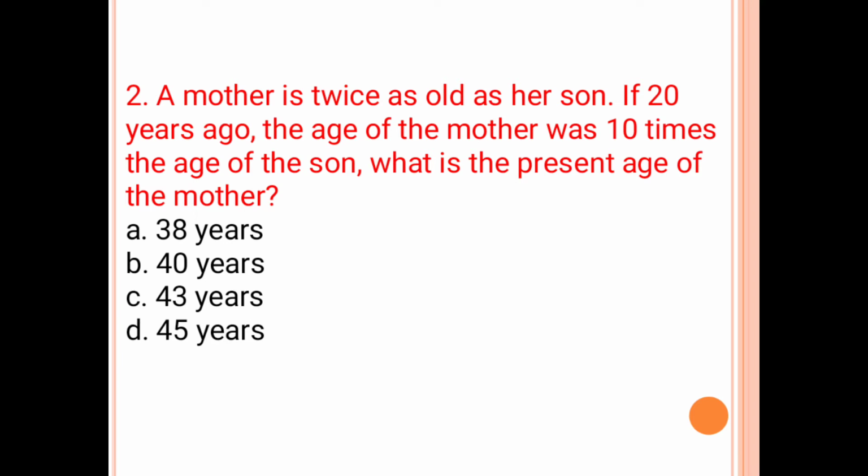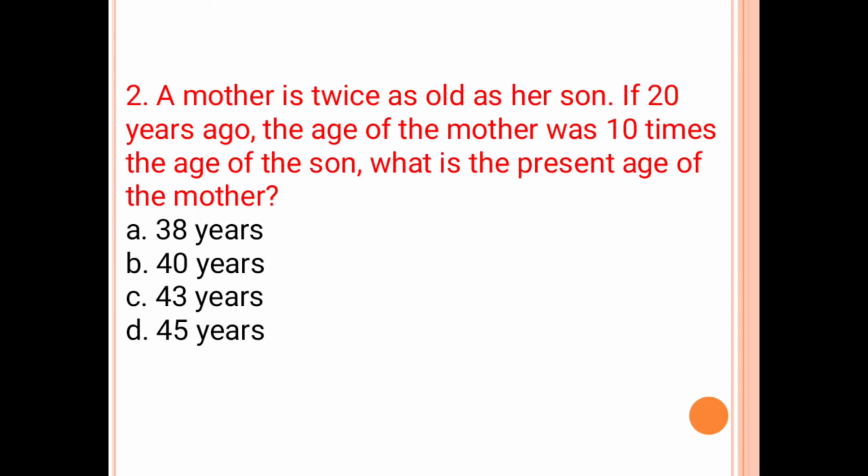What is the second condition? 20 years ago, that is previously, the age of the mother was 10 times the age of the son. Suppose we take the son's age as x, then the mother's age is 10 times x. So now we want to find out the present age of the mother. Here first we can find the value indirectly, then we can apply some formulas for finding the mother's age.